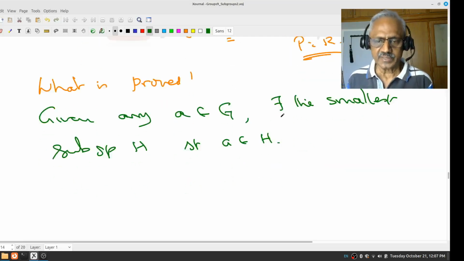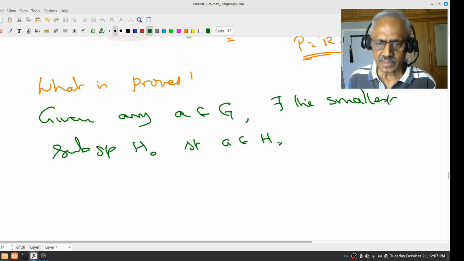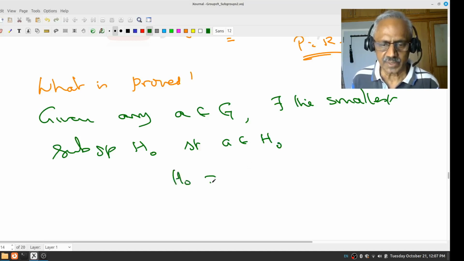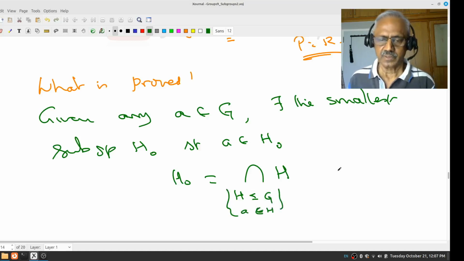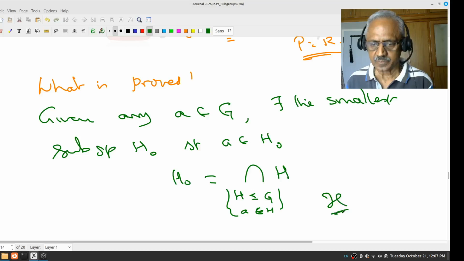So how do I get this H, or if you want to call it H naught? How do I find H naught? H naught is nothing other than the intersection of all H, where H is a subgroup of G and A belongs to H. This is the collection, the family we denoted by script H.